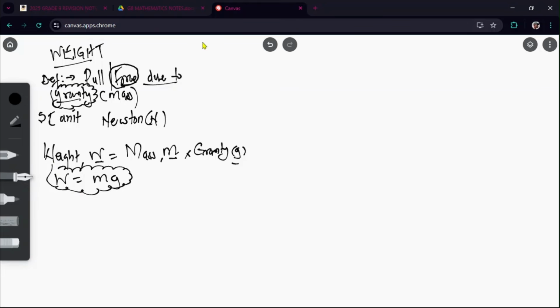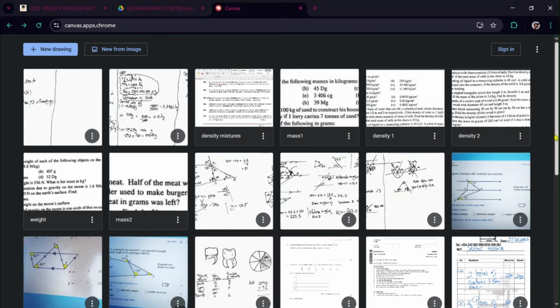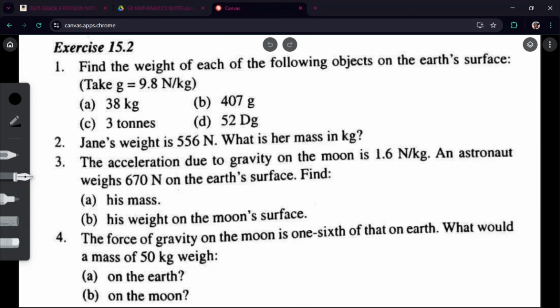And quickly, I want us to look at a number of examples that talk about weight. The examples here are simply again the issue of conversion. So I'll pick one that talks about weight. Here they tell us to find the weight of each of the following objects on Earth's surface. Take gravity 9.8. So we want to convert these ones. Here we have 3 tons, we have 52 decagrams, and we have many others here.